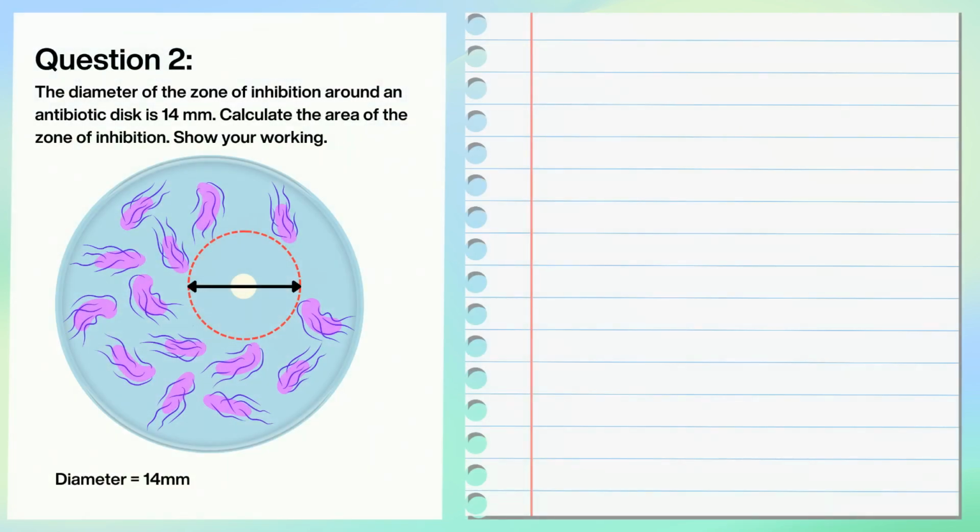Let's take a look at a second question. The diameter of the zone of inhibition around an antibiotic disc is 14 millimeters. Calculate the area of the zone of inhibition. Show your working. Pause here to have a go. Now let's go through the answer.